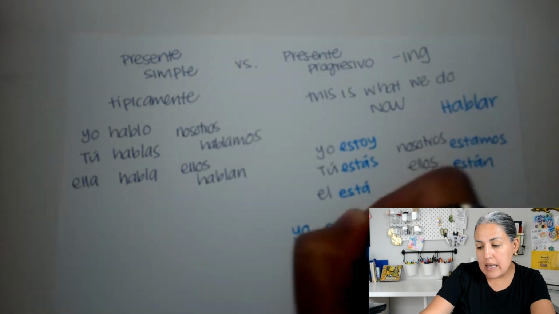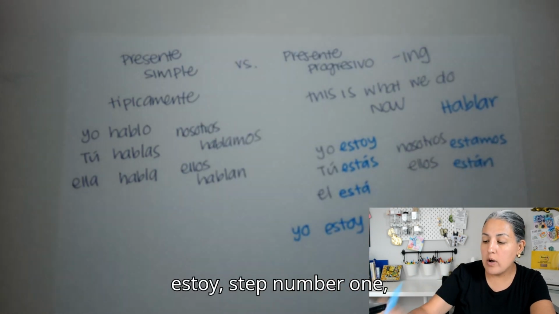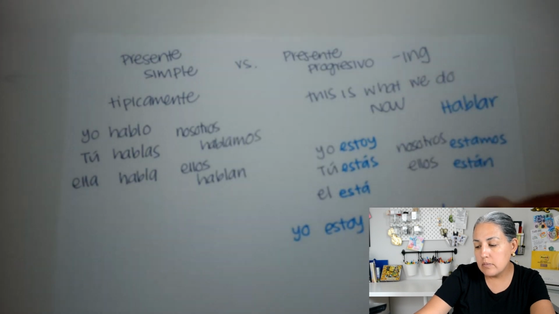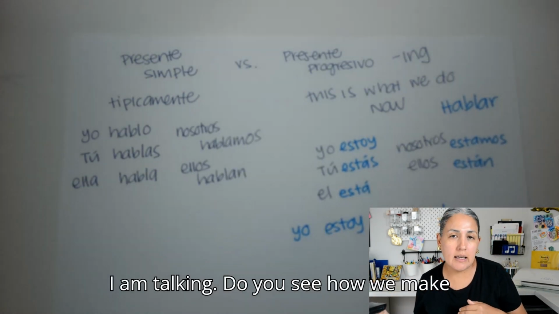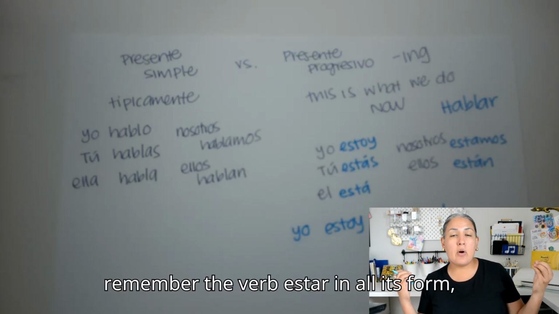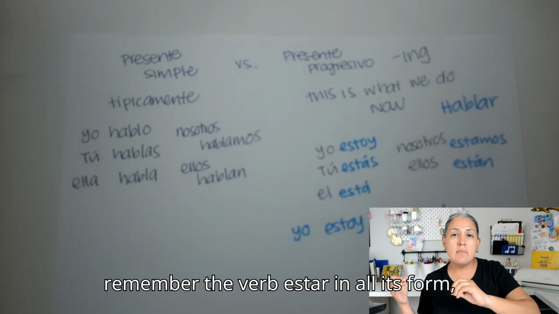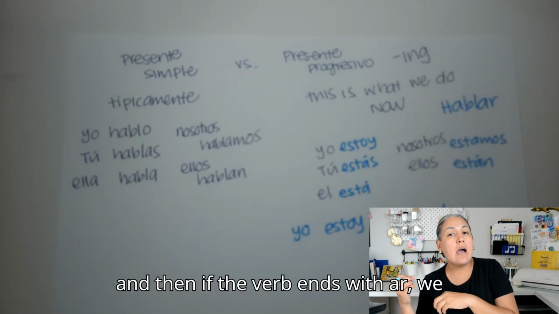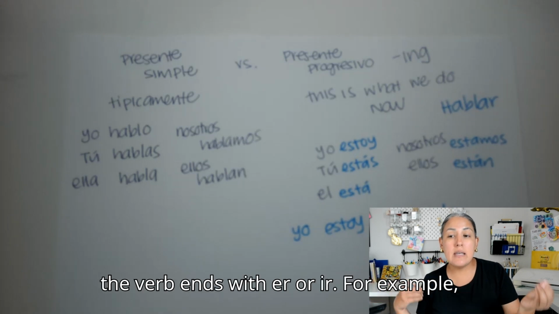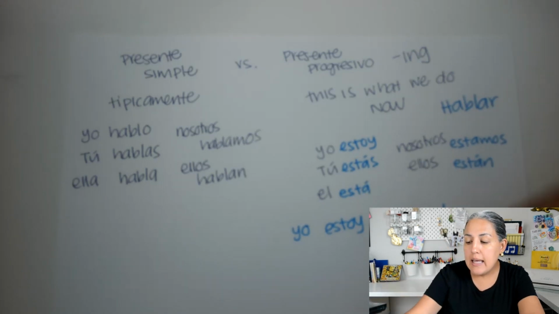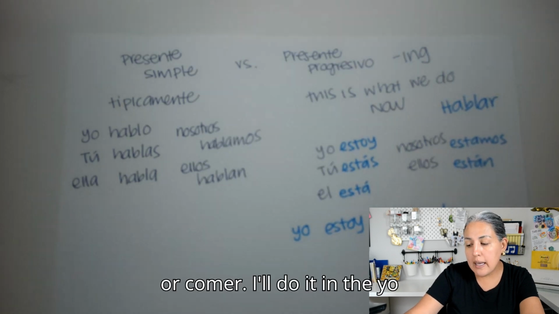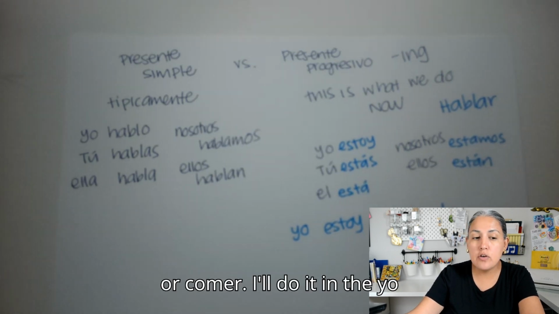Yo estoy, step number 1, hablando. I am talking. Do you see how we make it a longer sentence? We just have to remember the verb estar in all its forms. And then if the verb ends with AR, we change it to ando. The other part is when the verb ends with ER or IR. For example, escribir or comer. I'll do it in the yo form as well.